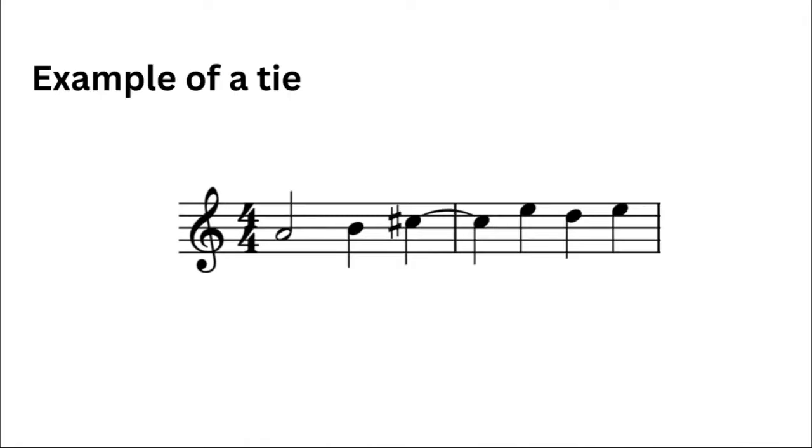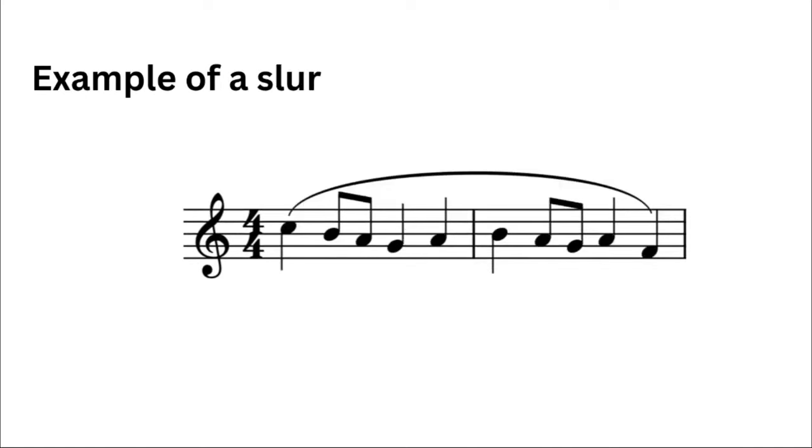Don't get confused with tie note and slur. The tie links 2 notes of the same pitch, whereas the slur connects 2 or more different notes to indicate that they should be played smoothly without any separation.